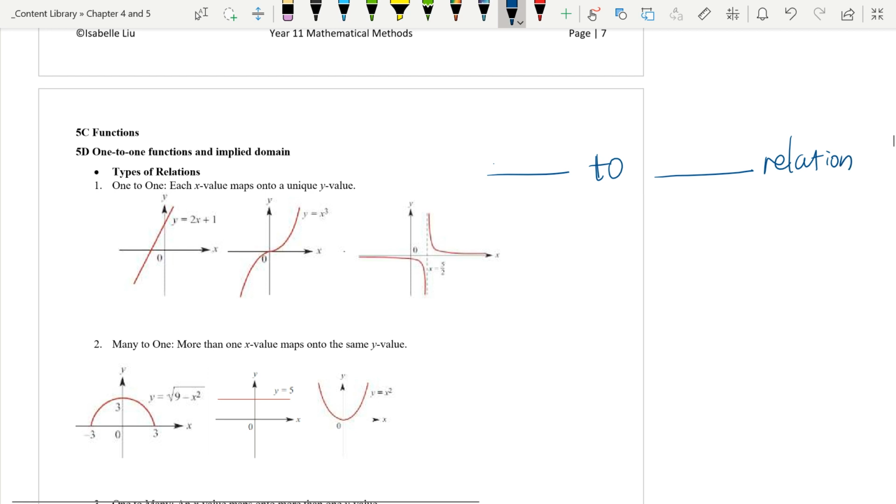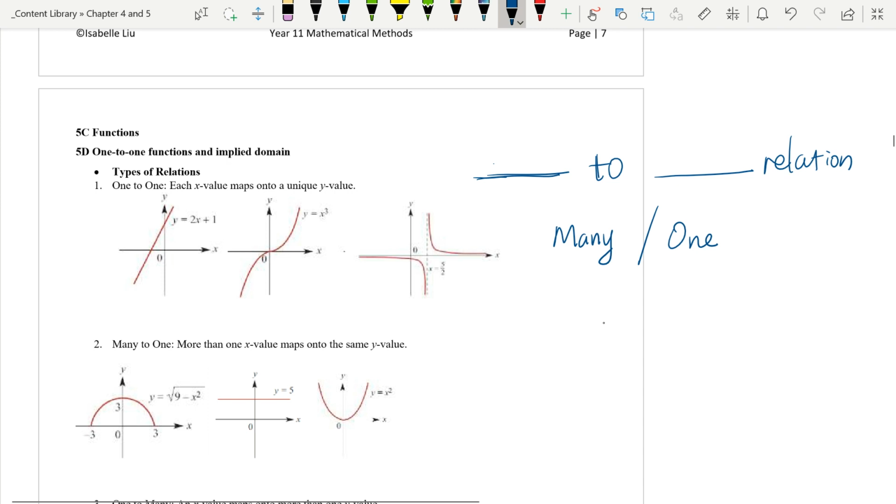We have word-to-word relation. We have two words to select for each box: many or one. It can be a combination: a one-to-one relation, a one-to-many relation, a many-to-one relation, or a many-to-many relation. So basically, there are two boxes and two words to put into each box, and you can pick one-to-one, one-to-many, many-to-one, or many-to-many. And those are the four types of relations we have.